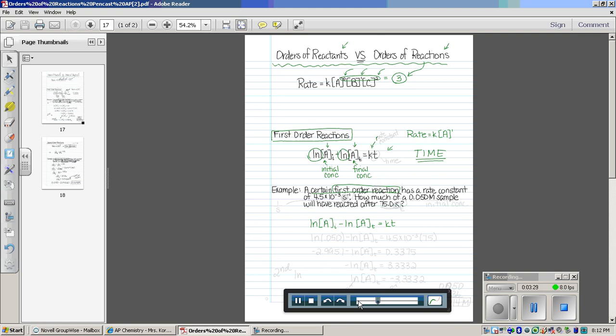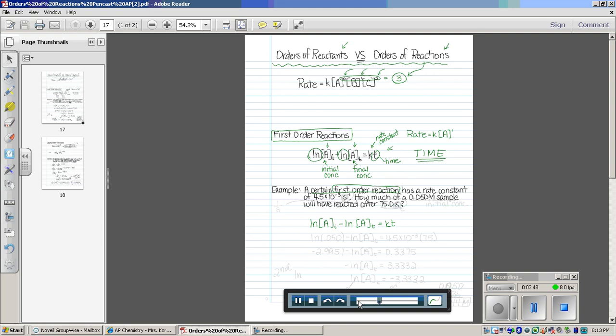k is your rate constant, just like your rate constant from your rate law. It's the exact same k value. And then t is going to be your time. Now, time does not have to be in any unit specifically, except that it has to match whatever time is in the rate constant unit. So please keep that in mind while you're working.